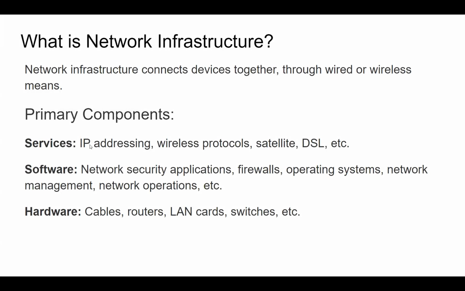A network has network infrastructure, which will connect the devices together either using wires or through wireless means. Parts of the network infrastructure include services, which include the IP address, wireless protocols, satellite, and DSL. And then there's the software, which has the network security applications, firewalls, and operating systems. And finally, there's the hardware, which includes the cables, routers, and switches.